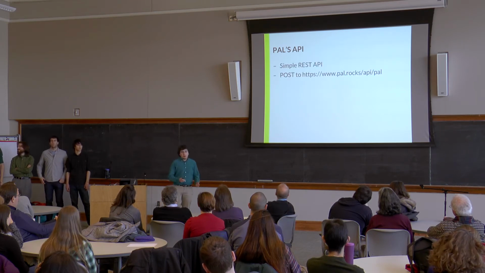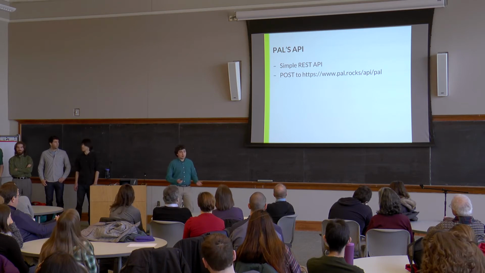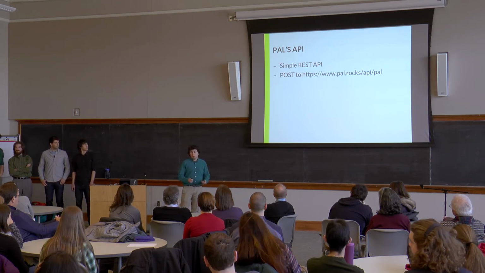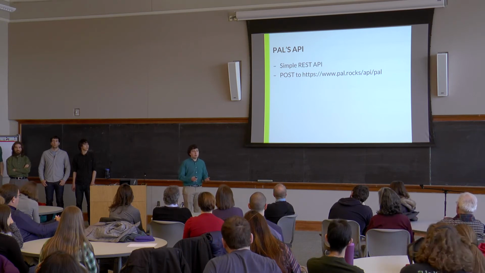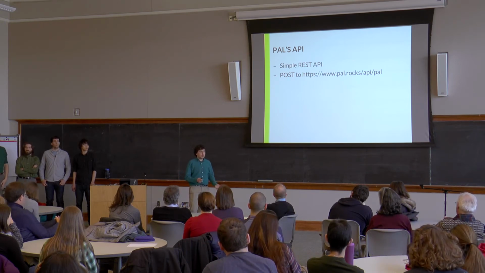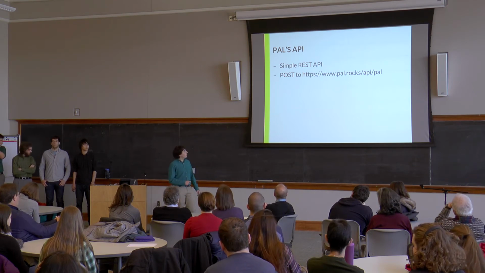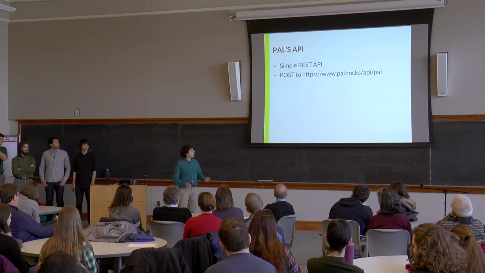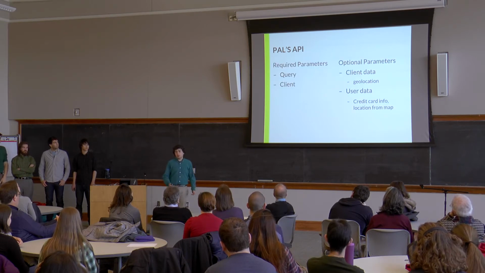So we've defined a simple REST API. For those of you who don't know what it is, a REST API is a way for a client to talk to a server, with a little bit of human parsable text, and we just do it with some URLs. So you send a post request to this address here, and we have a few parameters that go along with it. First, we have a couple required parameters.